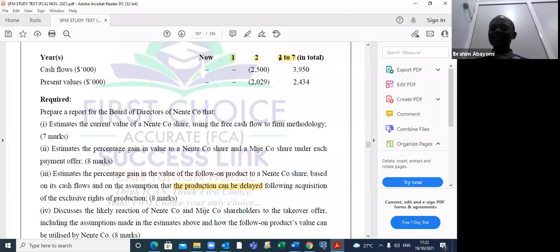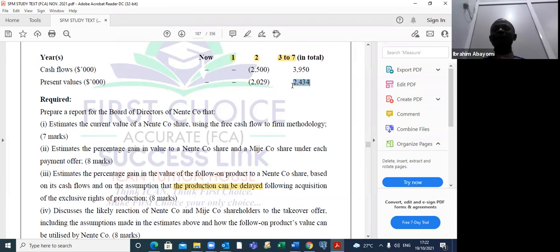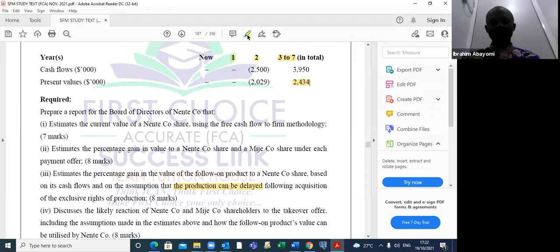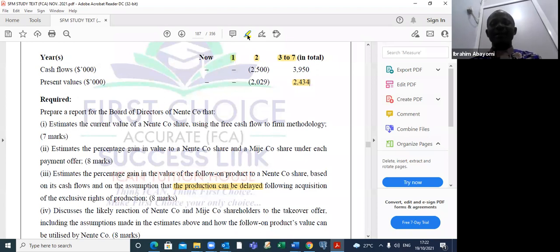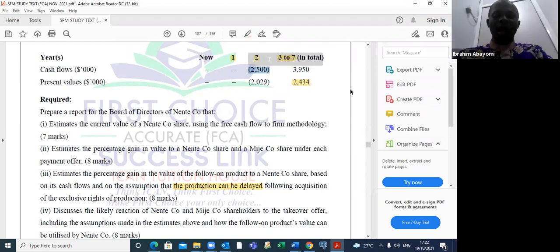At the beginning of year 3, what will make me continue with this project is the benefits I'm going to get on the project, which is the present value. If I say benefit, I know what I'm talking about. Benefit of the project is the present value. I believe that is a basic thing that you must have known by now. So the present value of year 3 to year 7 is the benefit I will receive from that project. But for me to get that project, I will have to incur what? 2,500,000 as outflow. Do you understand now?